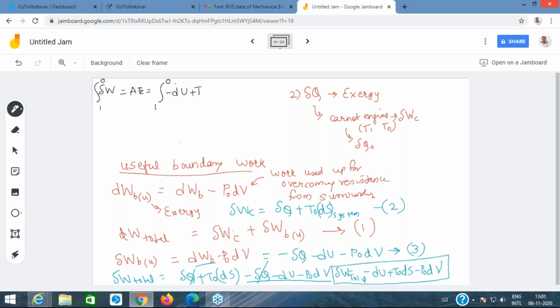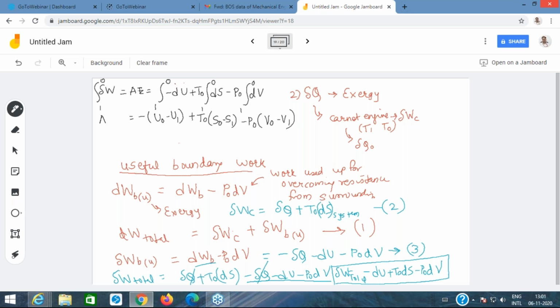plus T0 is outside because it is constant. The dead state temperature is not going to change from 1 to 0, dS, minus P0 is again constant. So integrating it from 1 to 0 dV. So this is minus (U0 minus U1) plus T0 (S0 minus S1) minus P0 (V0 minus V1). So what is this?